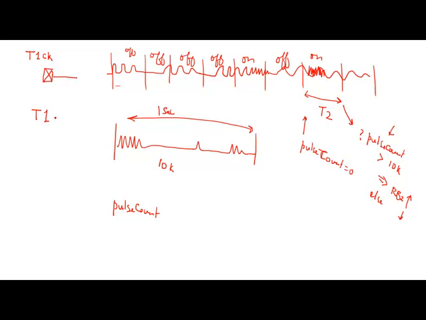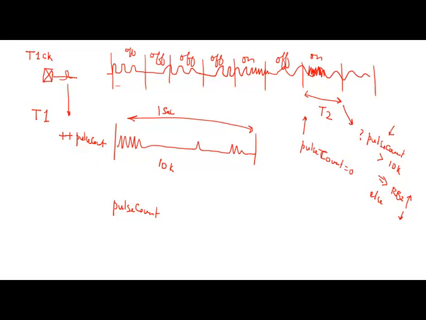So T1, whenever it receives a pulse here on this T1CK, essentially what it does is it's going to do plus plus pulse count, right? And that would give you the solution, right? Now, this is a rough sketch of what I want to do.